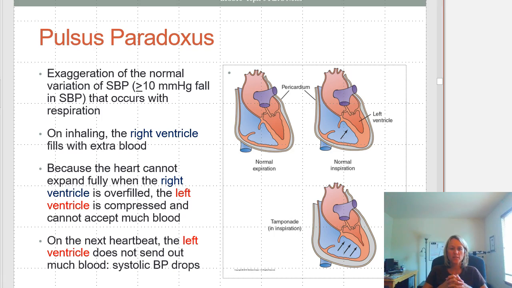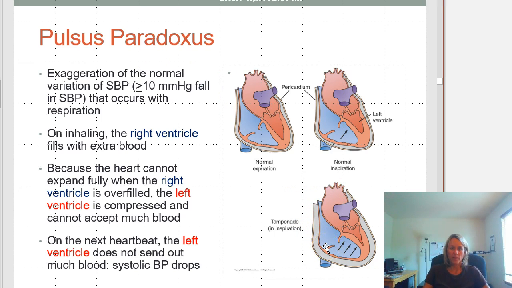Okay, so that pulsus paradoxus is an exaggeration of the normal variation of the systolic blood pressure that occurs with respiration. So there's normally a variation that occurs with respiration, and that's because a normal inspiration draws in more blood to the right ventricle, and that compresses a little bit the left ventricle. So then on the next beat or output of the left ventricle, the blood pressure is lowered. So there's a greater exaggeration of that with tamponade.